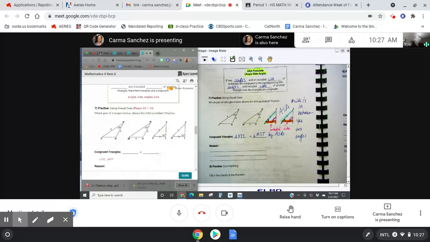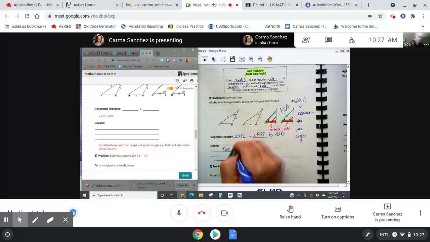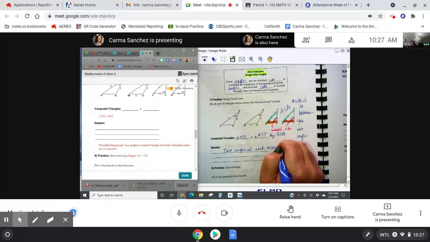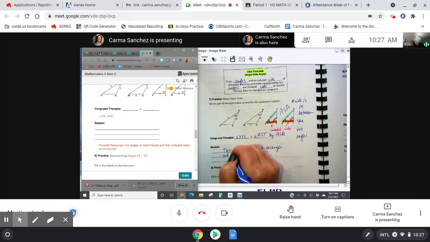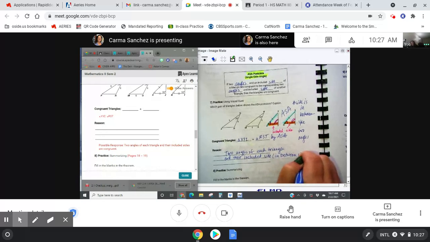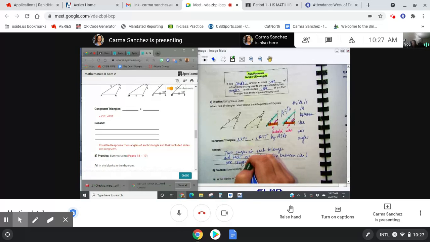What's our reason for that one? 2 angles of each triangle and their included side, which is the in-between side, are congruent. Therefore, the triangles are congruent.